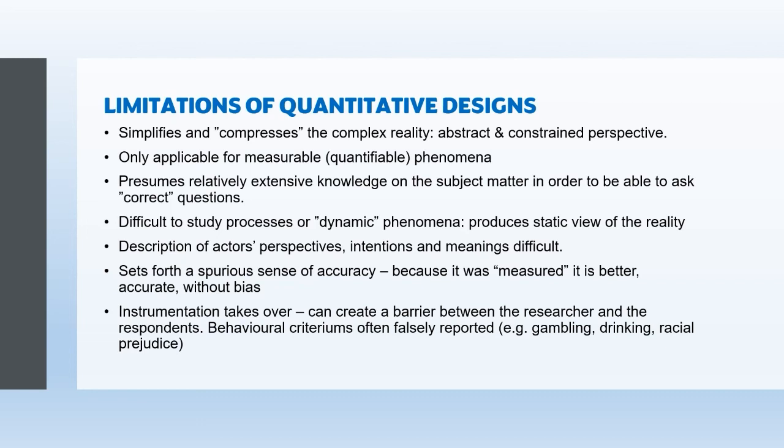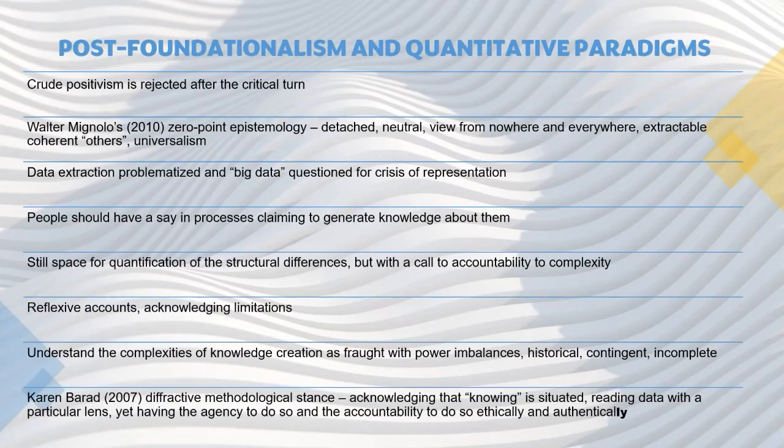Instrumentation takes over, and it can create a barrier between the researcher and the respondent. And this is always so for things that are falsely reported. For example, gambling, drinking, racial prejudice, and so on.